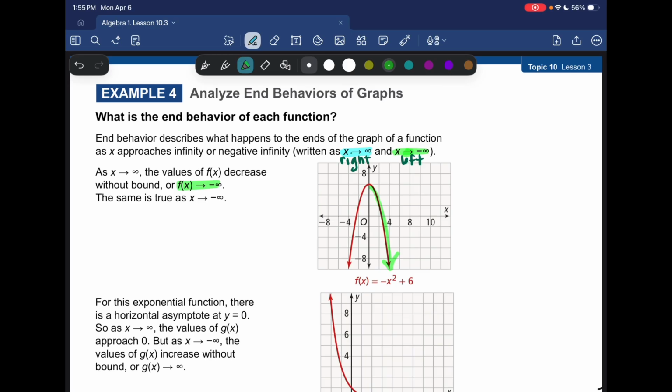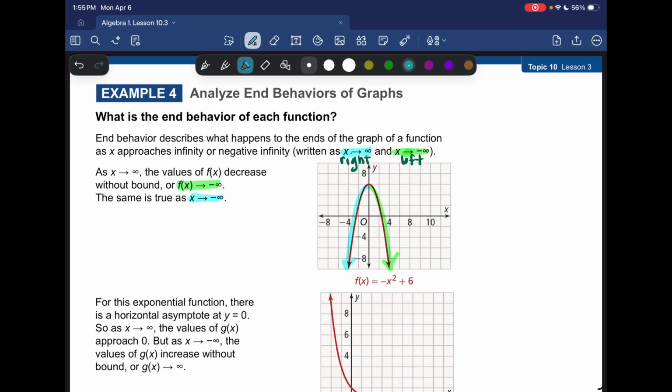What about as we move to the left? As x approaches negative infinity, as I'm moving to the left, what is happening to my graph? It is also always going to be decreasing. So f of x will approach negative infinity.